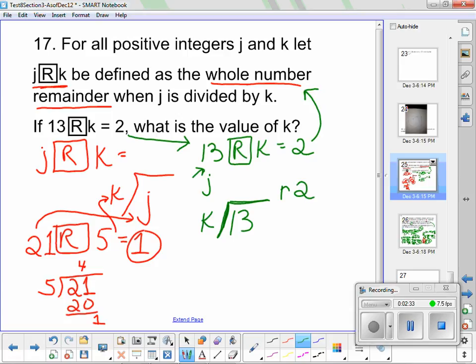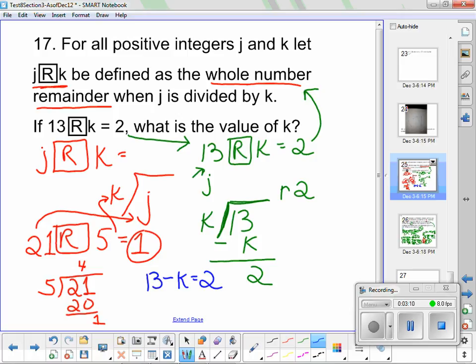Okay, so now you just have to think a bit about what exactly this means and where this remainder comes from. It's going to come from a multiple of k, perhaps 1 times k, perhaps 2 times k, perhaps 3 times k, etc., being subtracted from 13. So here we can move on to just setting up a simple algebra problem. So we know 13 minus k equals 2. And from this, we can figure out what k equals.